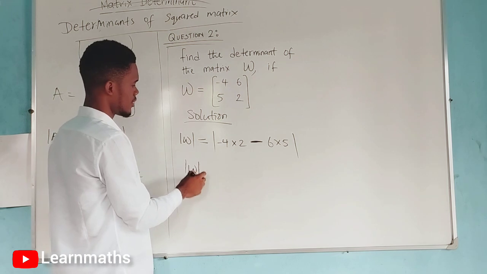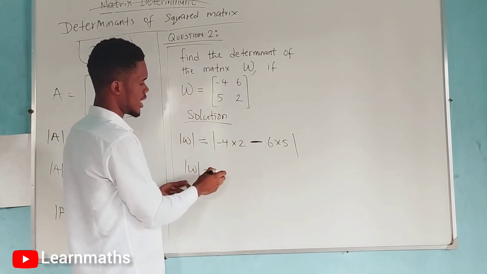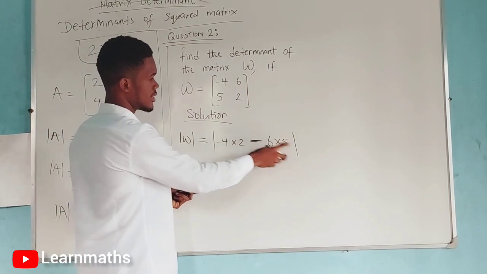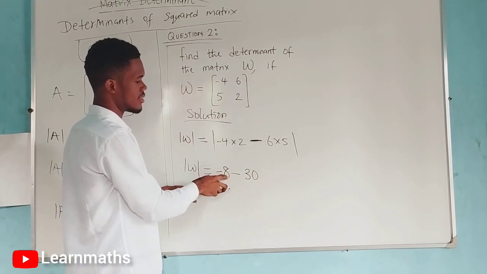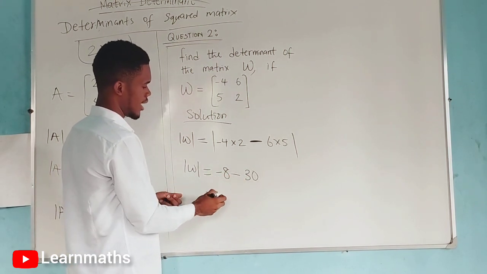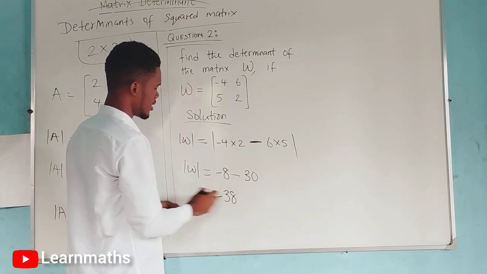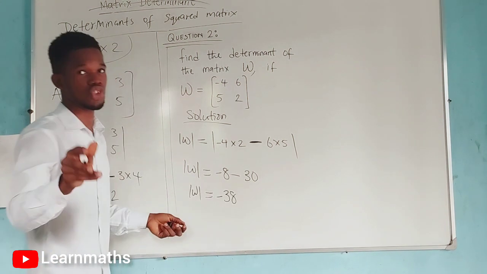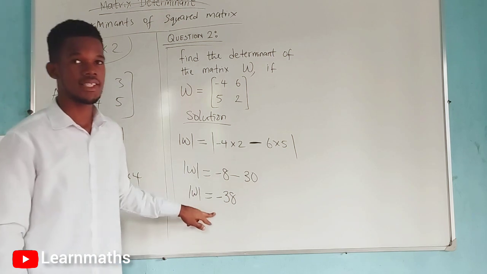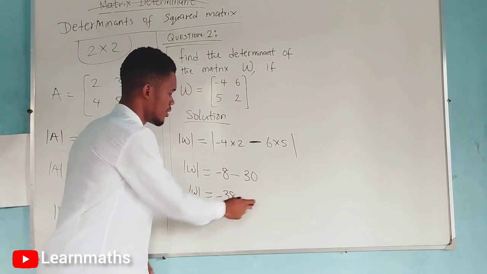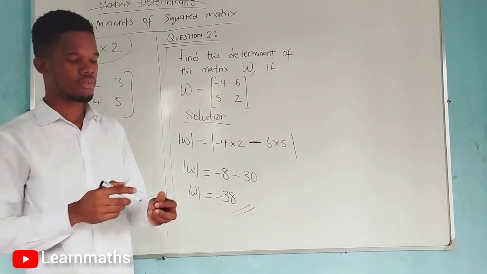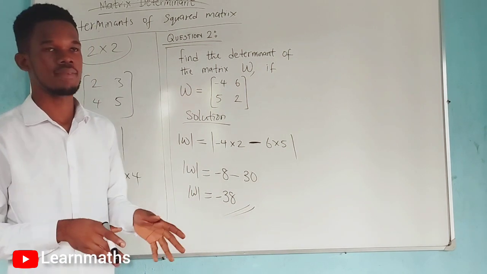Okay, so this is going to be equal to -4 times 2, that's -8, right? And 6 times 5, that's 30. So we're going to have -8 minus 30. That's -38, right? So the determinant of the matrix W is -38. Okay, so let's proceed to determinants of 3 by 3 matrix.